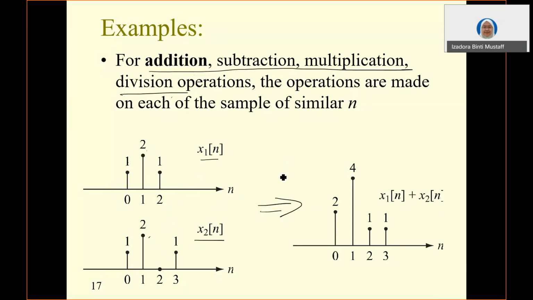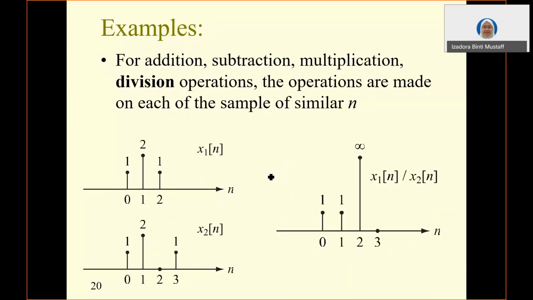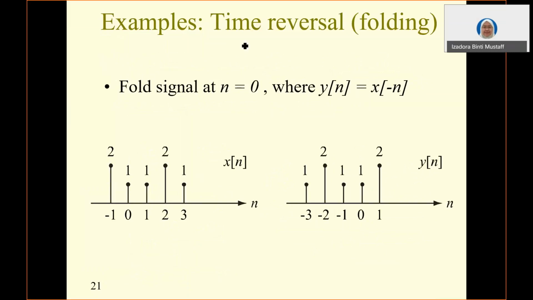All right, so this is all the same, so you can go through the examples. Now folding, or time reversal, is what I explained earlier. Okay, so you have xn, the particular sequence that we want to fold. We fold at this axis, this part.